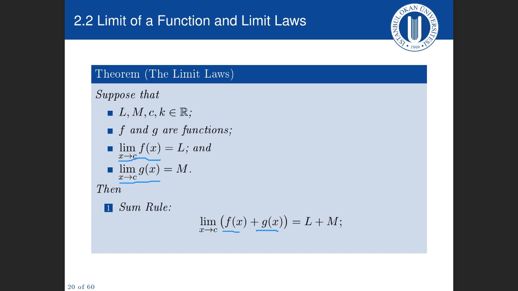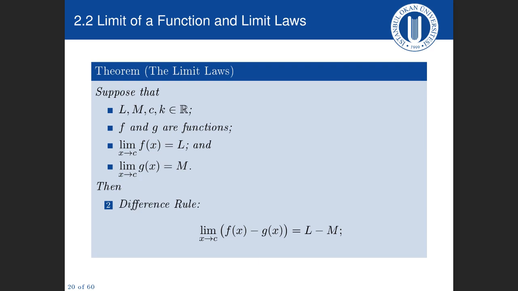Rule number two is called the difference rule, and it's the same idea, but instead of a plus sign, we could put a minus sign in. The limit as x tends to c of f of x minus g of x is equal to L minus M, the limit of f minus the limit of g. Rule number three is called the constant multiple rule. If we have the limit of a number k multiplied by a function, we can take the number outside of the limit. The limit of kf is equal to k multiplied by the limit of f.